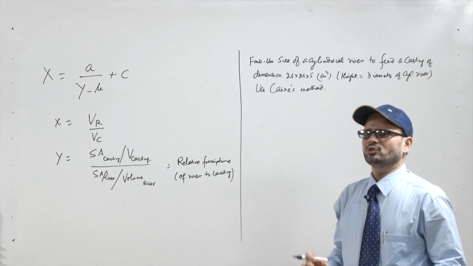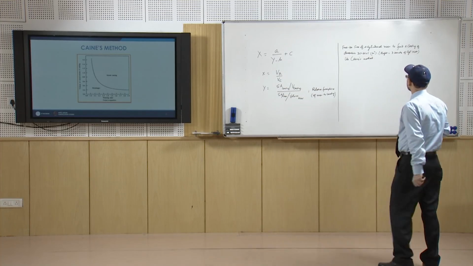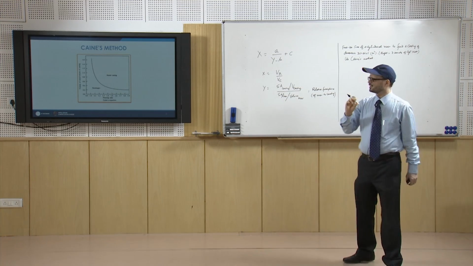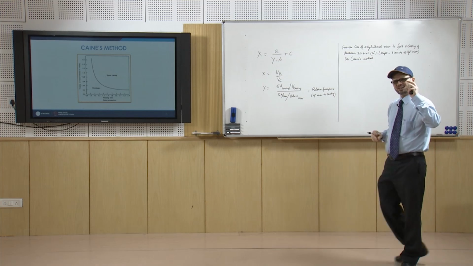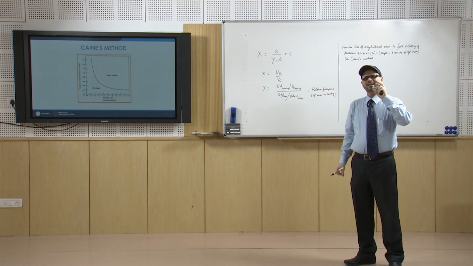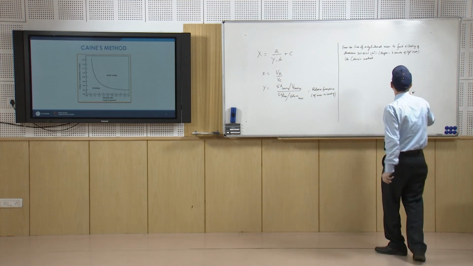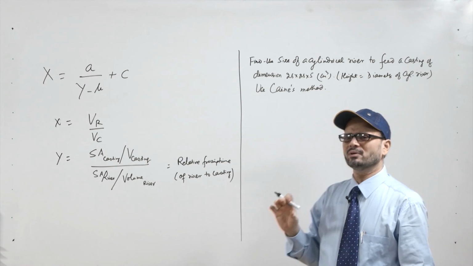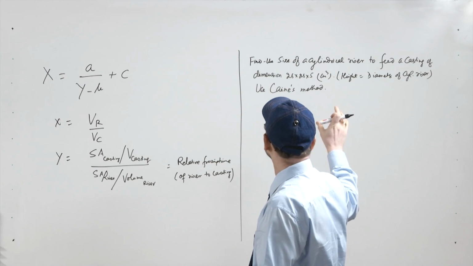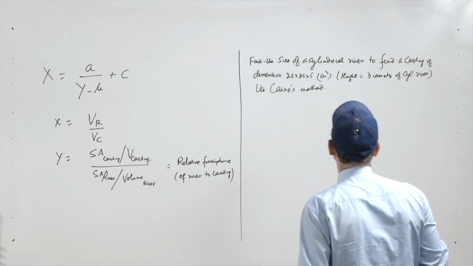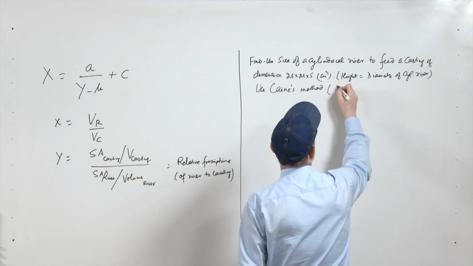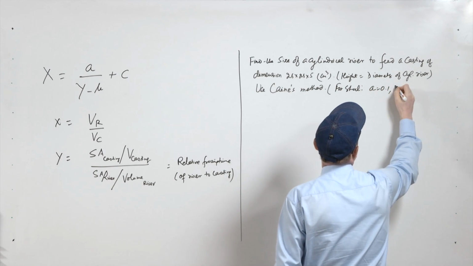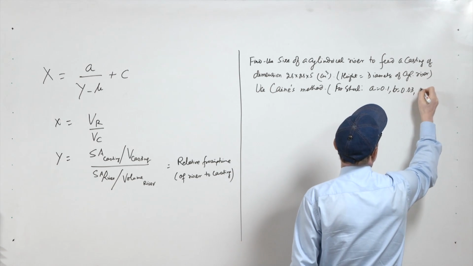So, you are given a plate type of casting which has a rectangular cross section of 25 by 25 centimeter and a thickness of 5 centimeter. You need to have a cylindrical shaped riser with height equal to diameter, and that should be able to feed this casting, and you have to calculate using the Caine's method, and you have to do it for steel. So, for steel A is given as 0.1, B is given as 0.03 and C is given as 1.